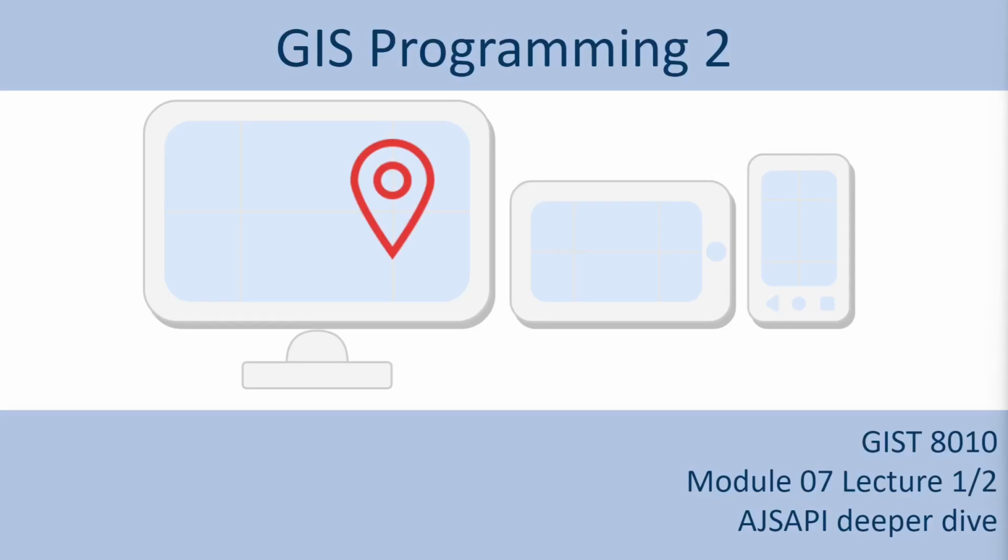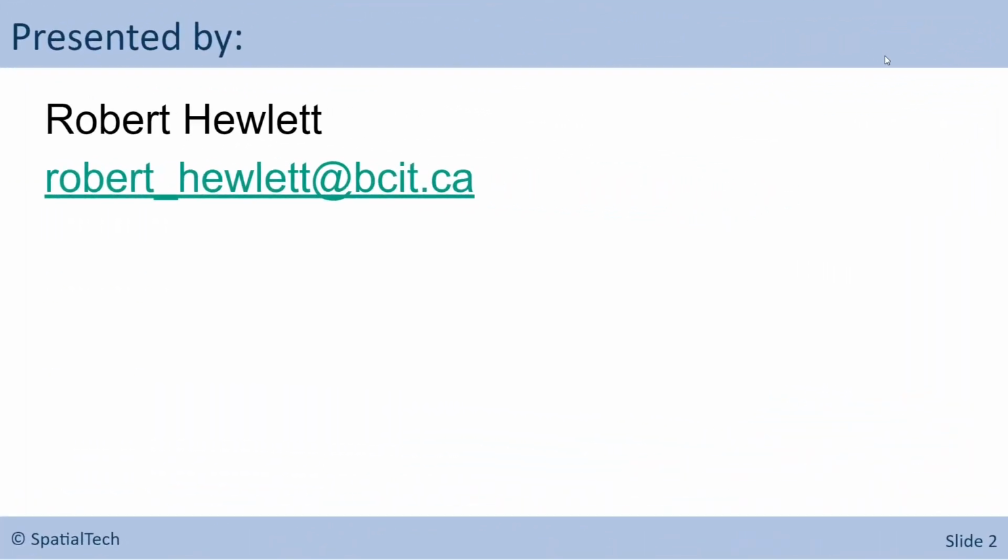This is GS Programming 2, GST 8010, Module 07, Lecture 1 of 2. And we're going to take a little bit of a deeper dive into the ArcGIS JavaScript API, aka ArcGIS Maps SDK for JavaScript. I'm instructor Robert Hewlett, and you can contact me via the email address below.